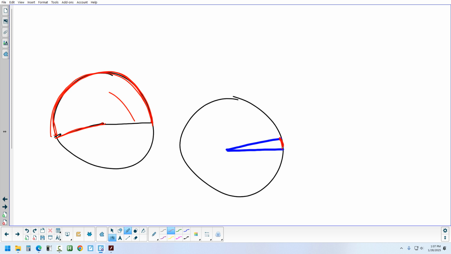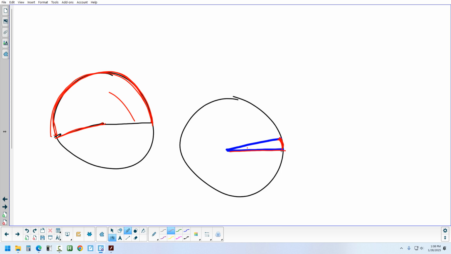So that's the connection between radian and radius. If the length of your arc is the same as your radius, then you've drawn a picture of 1 radian. If the length of your arc is not the same as your radius, you have not drawn a picture of 1 radian. You've drawn something else.